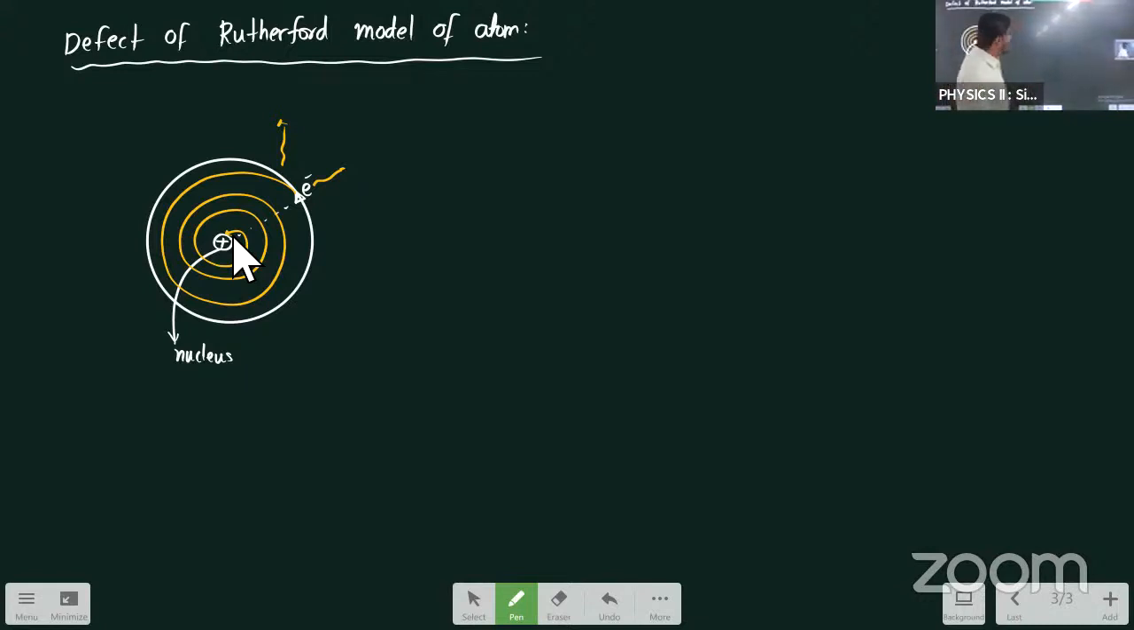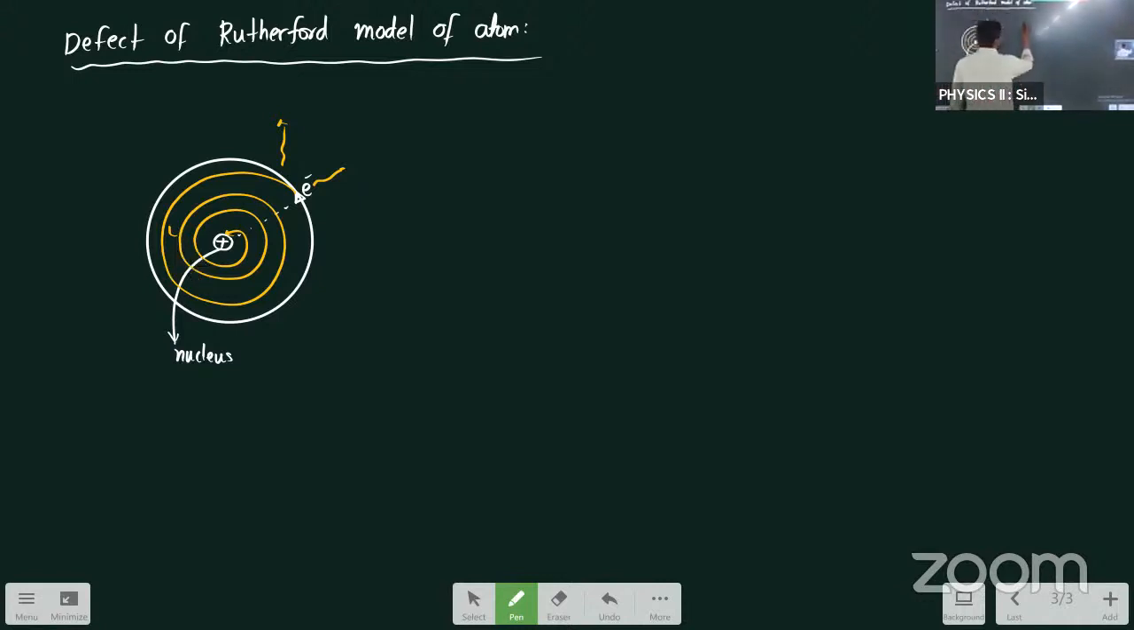When scientists asked Rutherford for an explanation, he was unable to explain. I hope you understood the defects. First, he was unable to explain the stability of the electron. The scientists raised the question: as the electron is accelerating around the nucleus, it should continuously emit energy. While emitting the energy, it should lose the energy. Once it is losing the energy, its orbit should decrease. As its orbit is continuously decreasing, it should fall inside the nucleus and the atom should collapse. But is this happening? No, he was not able to explain this concept.